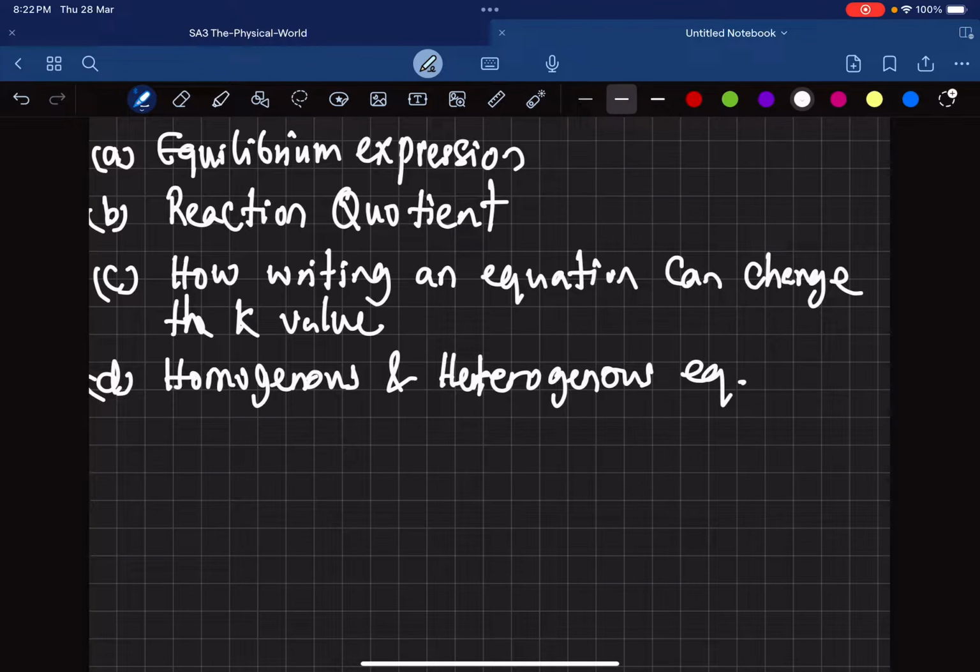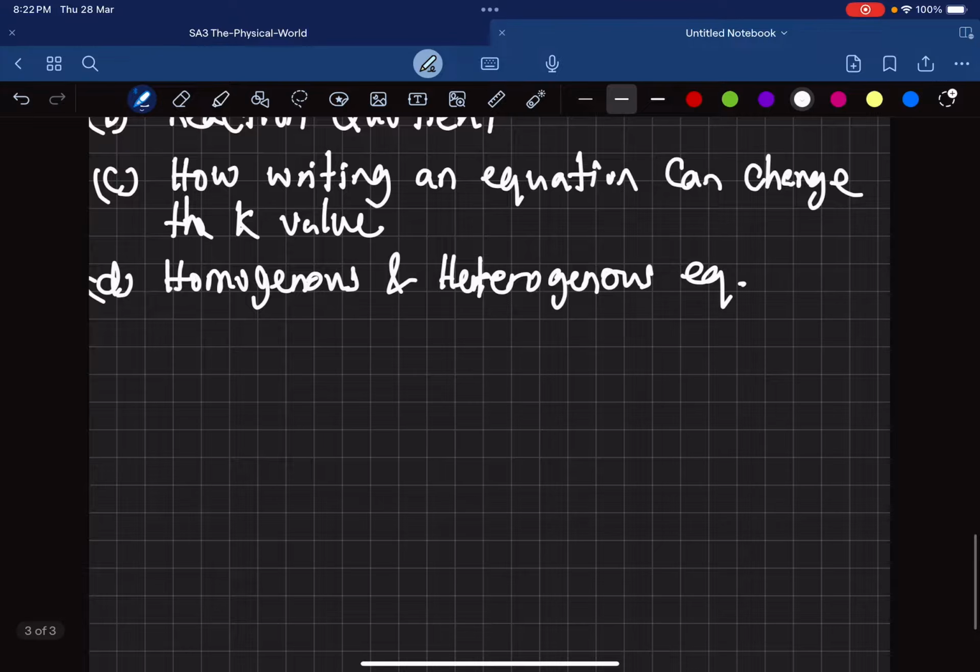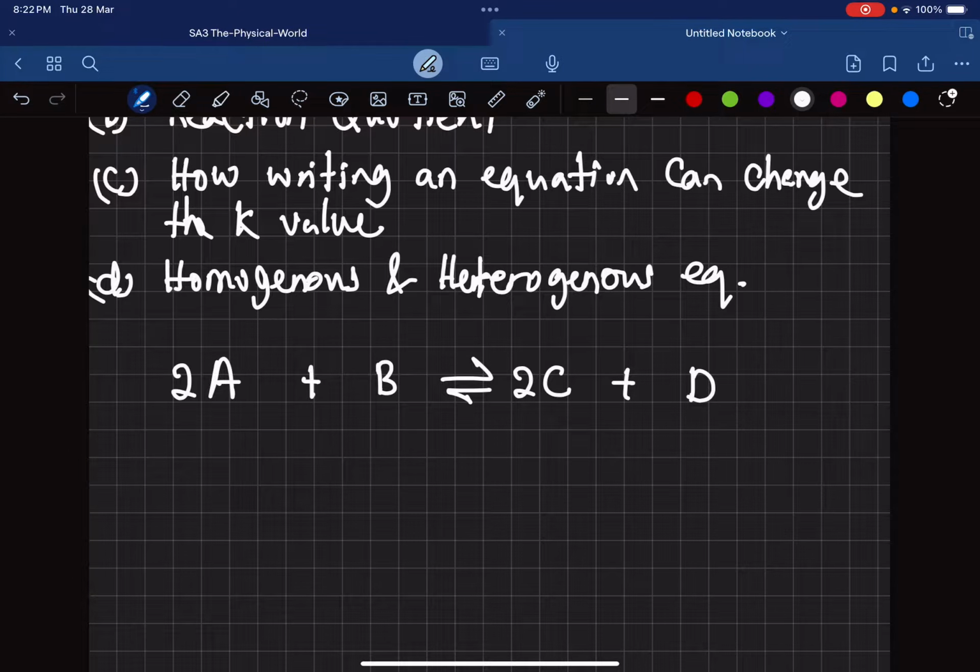Okay, so I have done this with you in class, and this is just a revision. Okay, so here we go. Let's say we have a hypothetical equation. All right, let's say we have A plus B, reversible arrow, and then we have C plus D. Okay, so let's put some numbers here. Let's say we put a 2 here. Let's say this is 1, then we put a 2 here, and then let's say we put a 3 here. Okay, and let's make all of this aqueous to make things easier.